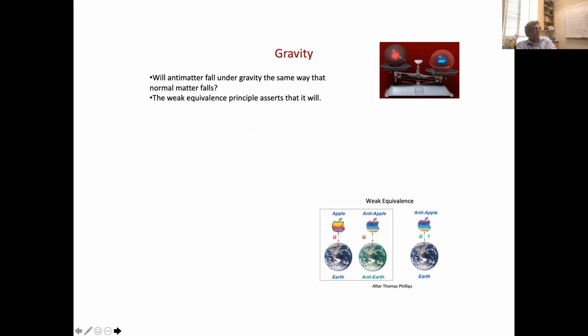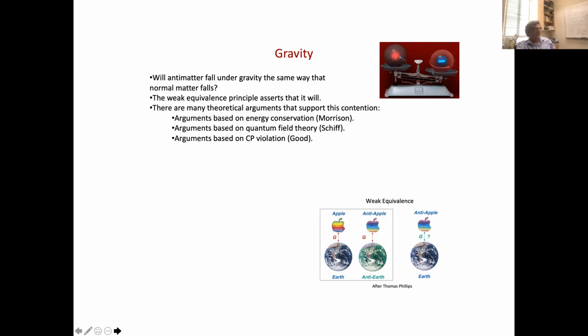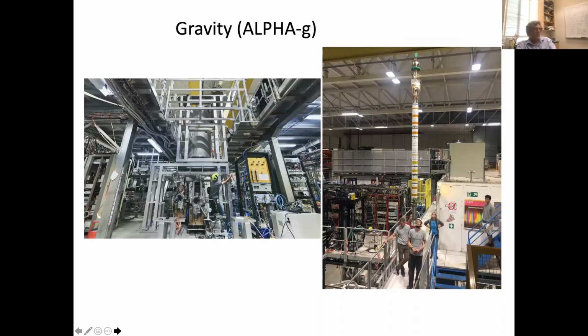So, will antimatter fall under gravity the same way normal matter falls? According to Einstein, and it's risky to bet against Einstein, but here we are, the weak equivalence principle asserts that it will. There are many theoretical arguments that say this should be correct. And here you can see the authors in parentheses after their arguments. But we're going to go ahead and do the experiment, in experimental science.